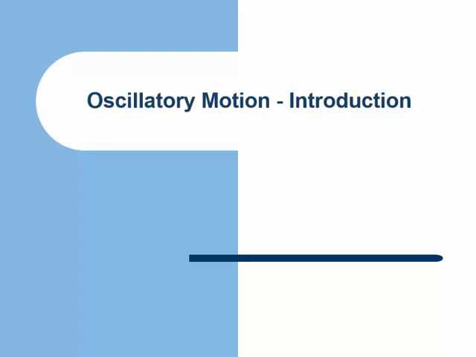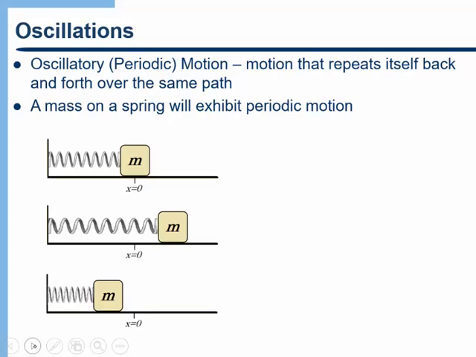In this video, we're going to introduce the concept of oscillatory motion. So what do we mean by oscillatory or periodic motion? We mean motion that repeats itself back and forth over the same paths. So let's look at a couple examples.